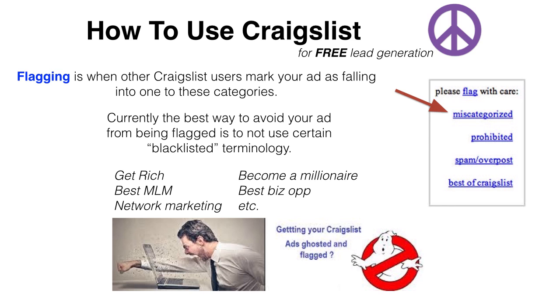Alrighty, and the second issue is called flagging, and this is when other Craigslist users mark your ad as falling into one of these categories on the right: prohibited, spammy, overpost, miscategorized, etc. Currently, the best way to avoid your ad from being flagged is to avoid the quote-unquote blacklisted terminology: get rich, MLM, network marketing, become a millionaire, best biz op. Try to avoid these overly hypey sounding wording.